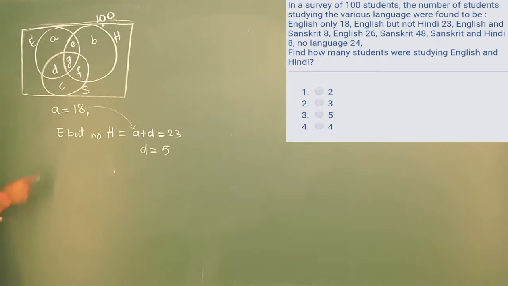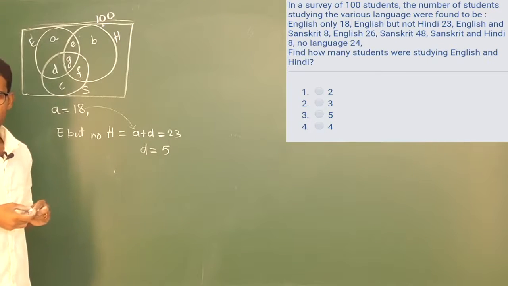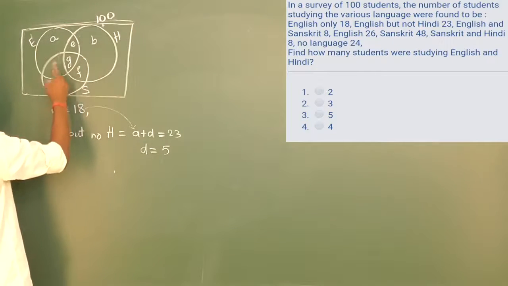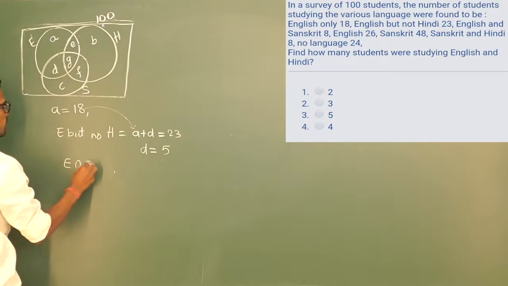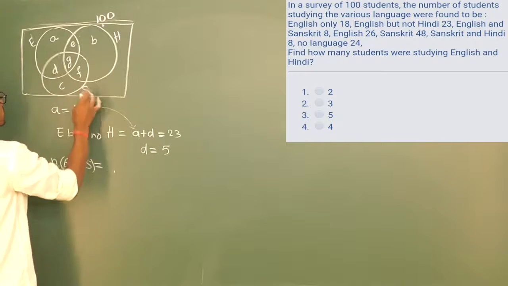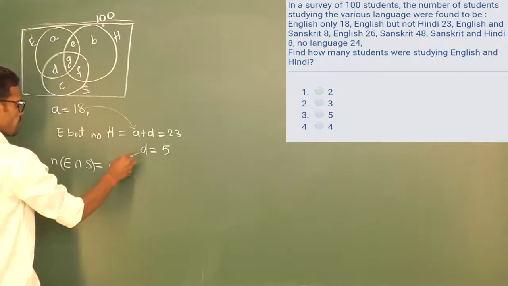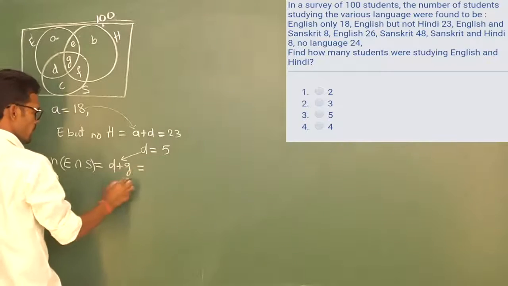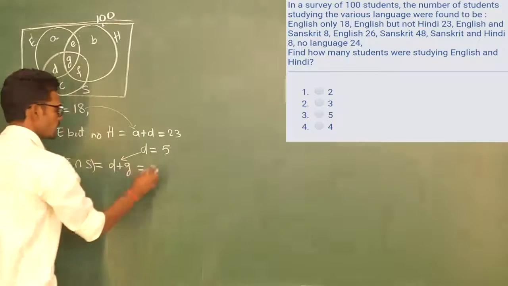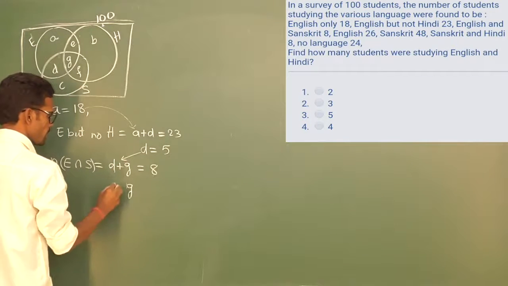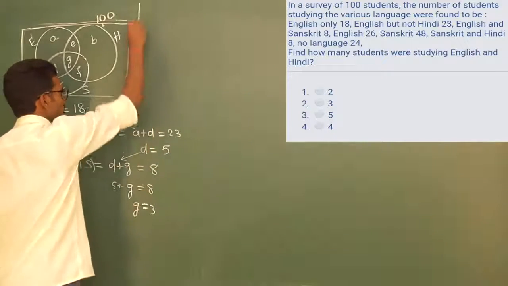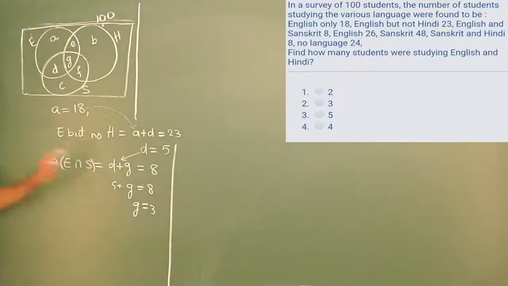Next, English and Sanskrit. English and Sanskrit, this part, right? That means the common part. English and Sanskrit students is D plus G. From this we have D. Can we find G? Yes, they have given the number: English and Sanskrit is equal to 8. If I substitute back, I get 5 plus G is equal to 8. So, G is equal to 3. Okay, just save it. This much is clear. G value I got it.